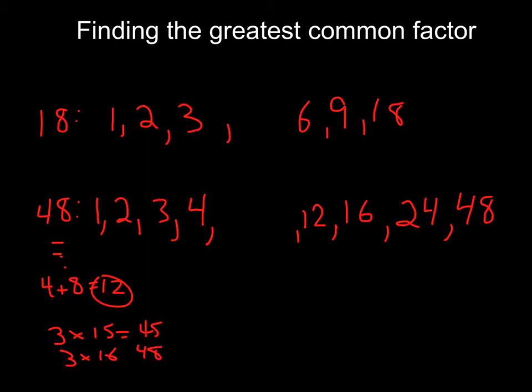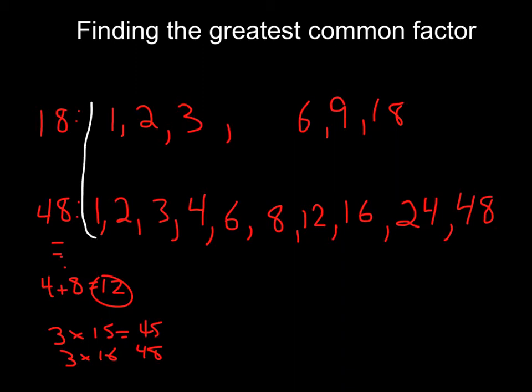5 won't go in there. 6, yes, I know 6 times 8 is 48. So 6 and 8. And now 7 would be the only number in between these two that's left, and I know 7 doesn't go in there. So there are all my factors for 48 right here. There's quite a few of them.